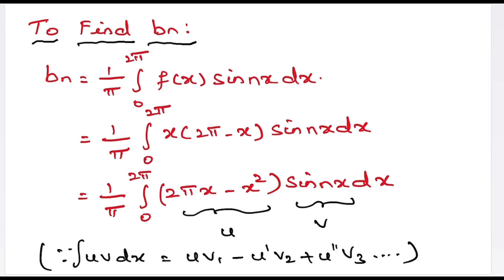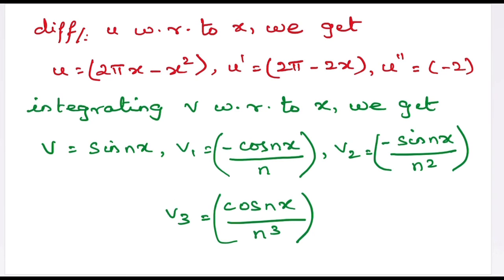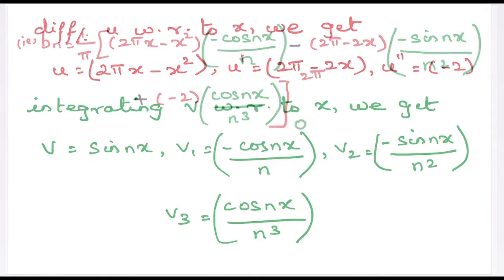Next to find bn. We have bn is equal to 1 by pi integral 0 to 2 pi f of x into sin nx dx. Substitute the given function in place of f of x and integrate using Bernoulli's formula. We have bn is equal to 1 by pi integral 0 to 2 pi 2 pi x minus x square into sin nx dx. Take u is equal to 2 pi x minus x square and v is equal to sin nx. Here differentiation of u is given in red color and integration of v is given in green color.